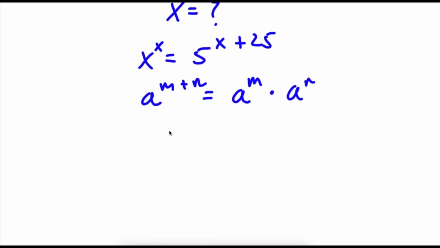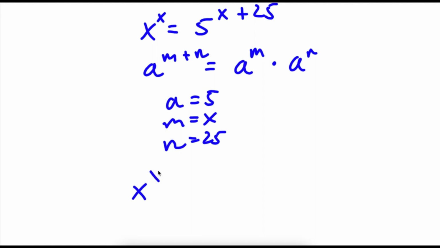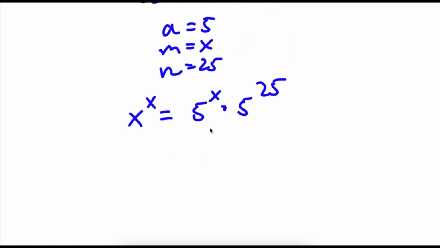So in this case, a would equal 5, m would equal x, and n would equal 25, because we have 5 to the power of x plus 25, which is the same as a to the power of m plus n. So now I can rewrite 5 to the power of x plus 25 as 5 to the power of x, a to the power of m, times a to the power of n, which is 5 to the power of 25. So now I have x to the power of x is equal to 5 to the power of x times 5 to the power of 25.